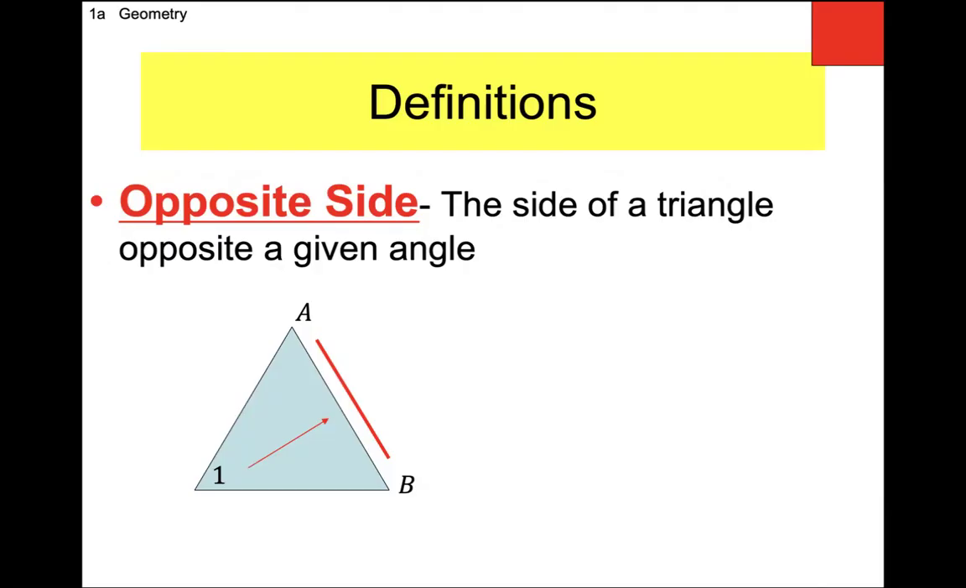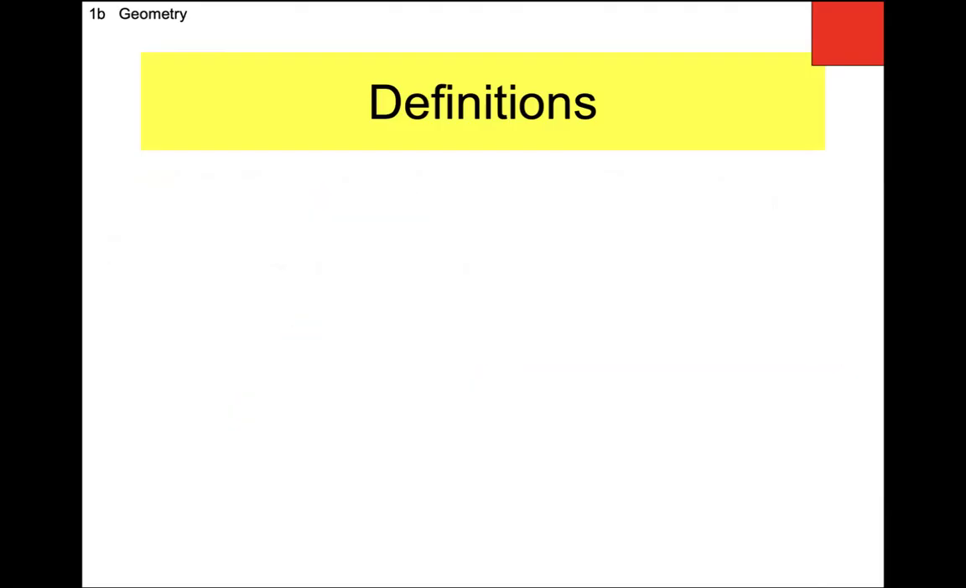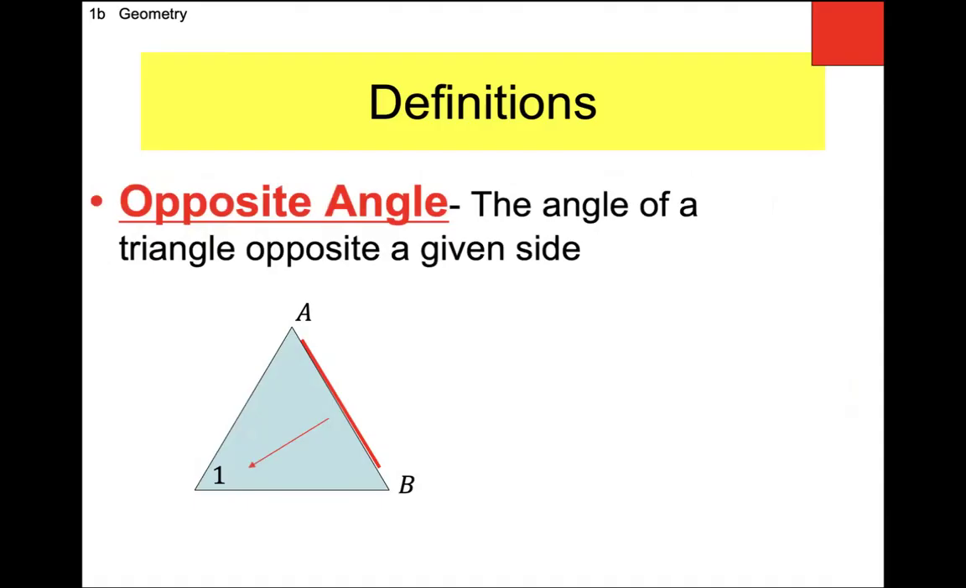Now I'm going to do these quickly. Remember, you can always pause and write things down. All right. Well, if that's true, then we could do it in the reverse way. If I give you the side, then there must be an angle that's opposite it. So that's the definition of an opposite angle.